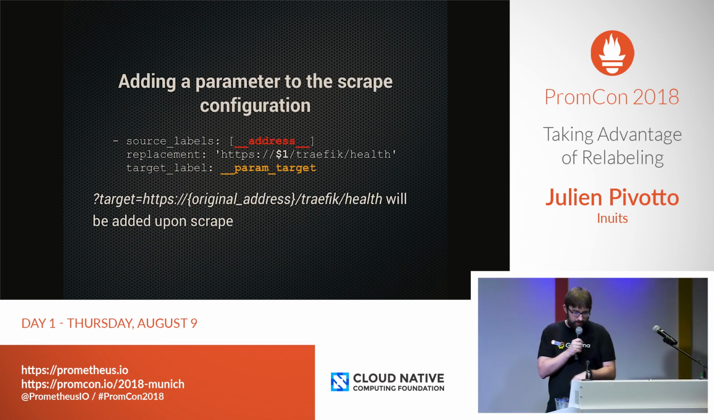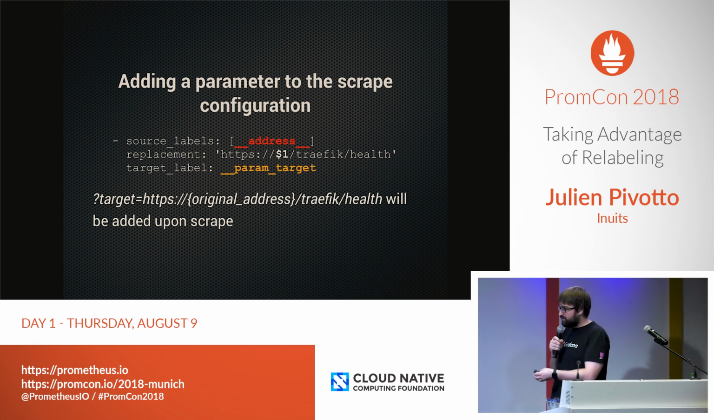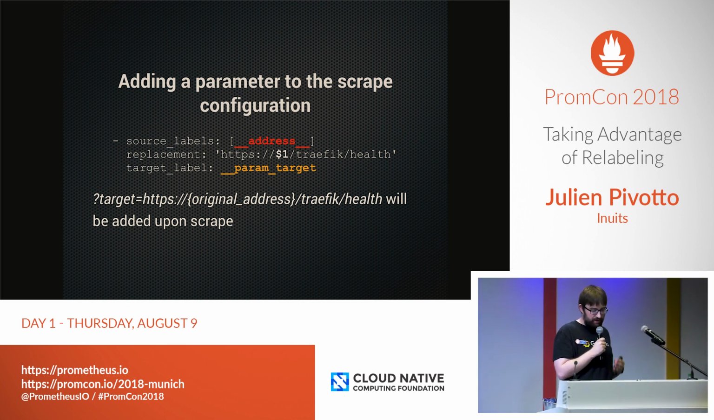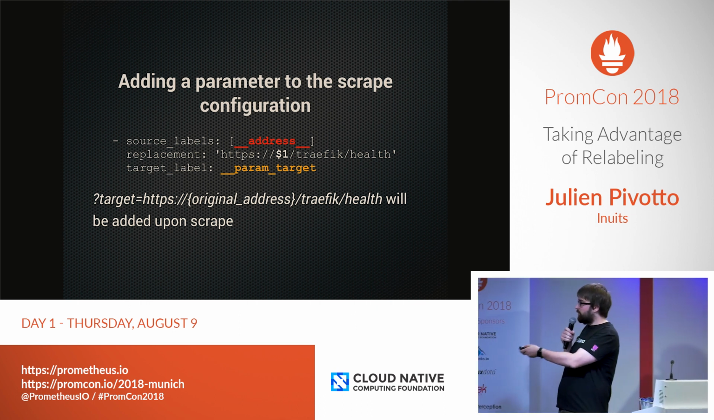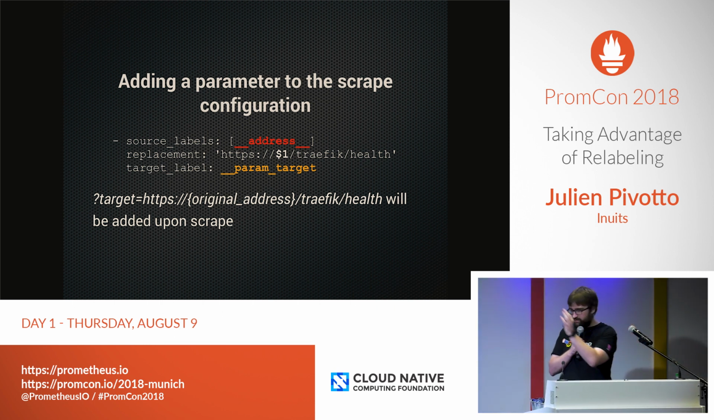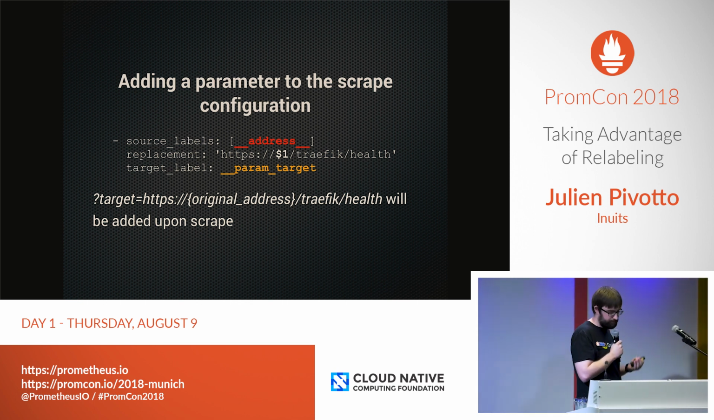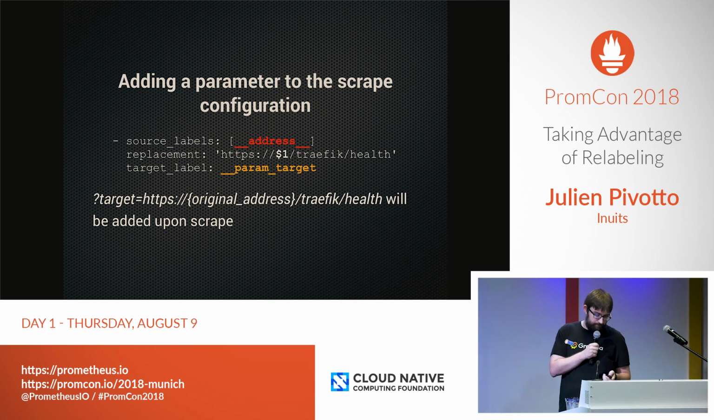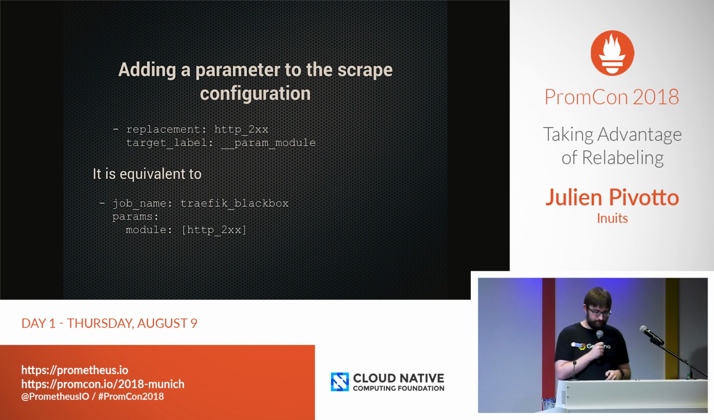So the first thing is that there is an address in the file that is my actual traffic address. I will take that address and make it a parameter of my target. The replacement for that address is https://address/traffic/health, so that this is a new parameter that I will add to my target. It means that when Prometheus fetches the metric, it will add that parameter, which contains the original address, but also some prefix and some suffix.